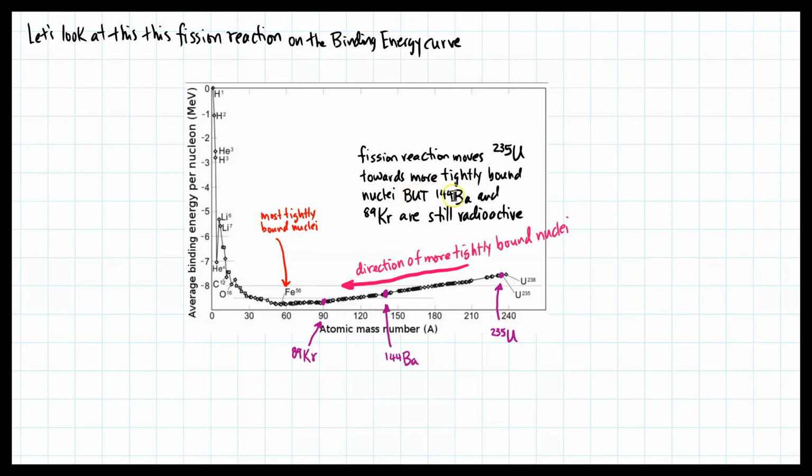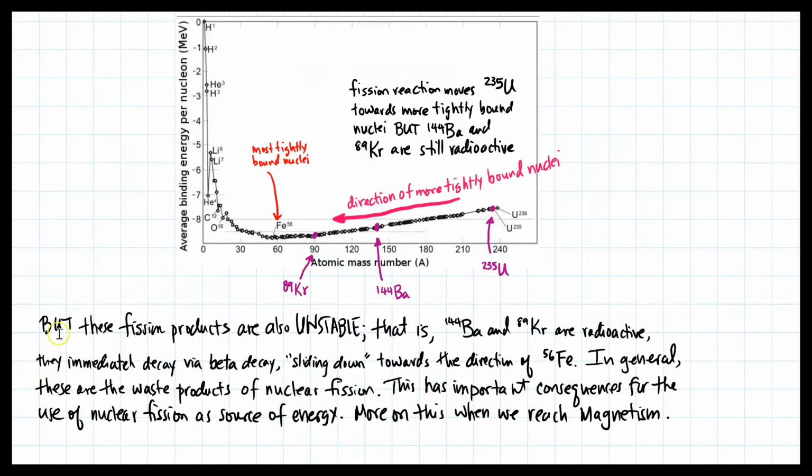However, barium-144 and krypton-89 are still radioactive, so their decay products will continue to slide down towards the bottom of the curve. Written in words, these fission products are unstable. That is, barium-144 and krypton-89 are radioactive. They immediately decay via beta decays. So these two decay via beta inverse and regular beta towards iron-56. In general, these are the waste products of nuclear fission.